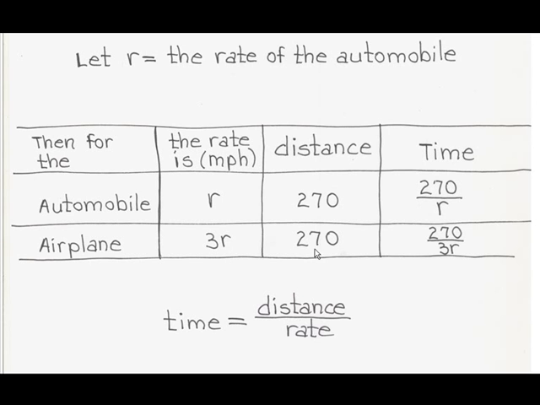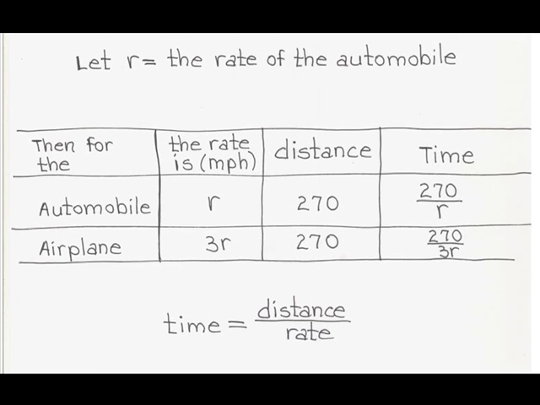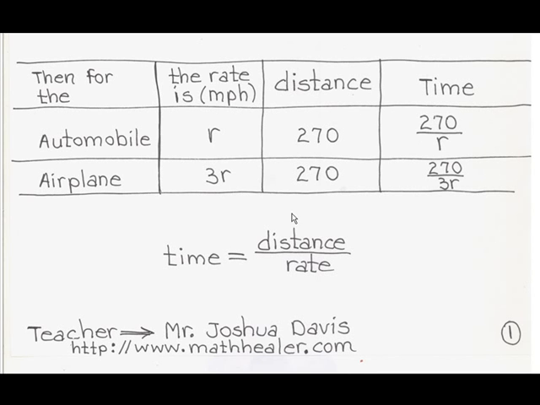We know that the plane also travels 270 miles, the same distance. It's going to catch up to the car and cover the same distance, but in a shorter amount of time. So the time it takes the plane to travel the same exact 270 miles is the distance of 270 divided by the rate of speed of the airplane, 3R. So pause the video and copy the table if you choose to do so.